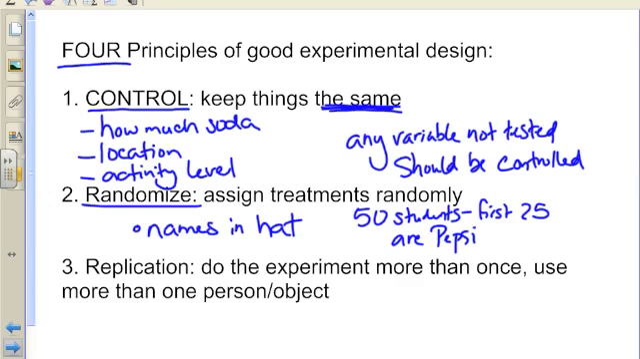The last principle I want to talk about is replication. This is talked about in two different ways. One, we consider replication if we do the experiment more than once. Okay. Sometimes strange things happen just based on perhaps the group of volunteers we have. So I should do an experiment more than once. We'll write this in red.